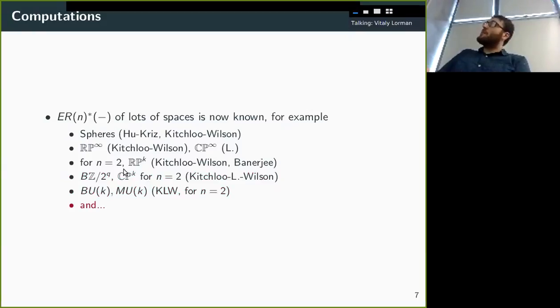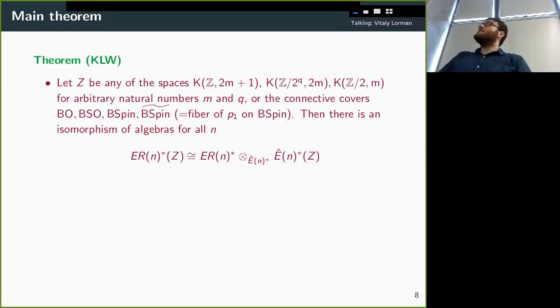Okay, also BUK, this is work that we're still writing up. The big result I want to tell you about, which computes the ERN cohomology for all n of a whole bunch of spaces at once, is the following. This is the main result I want to talk about in this talk.